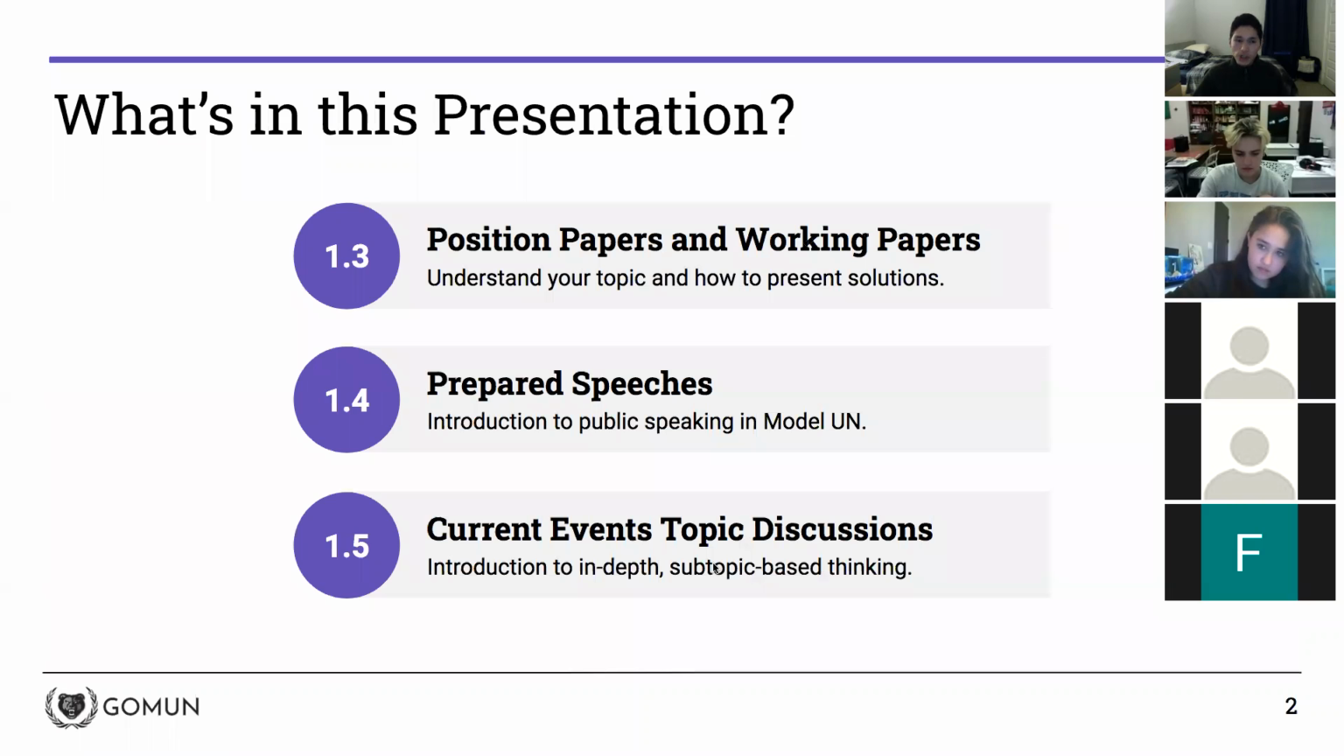Like I mentioned, in this presentation, we'll be tackling 3 units. First is position papers and working papers. Working papers we actually didn't get to. That will be part of your homework this time: understanding working papers, reading a document that I gave you guys, and responding to some comprehension questions.